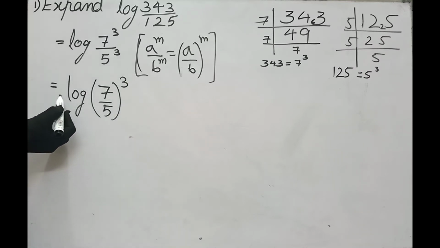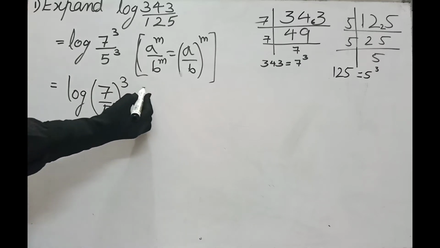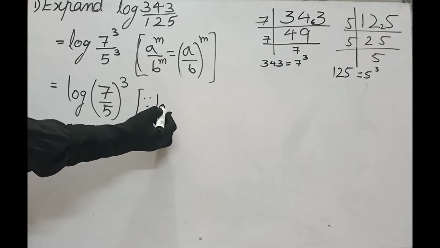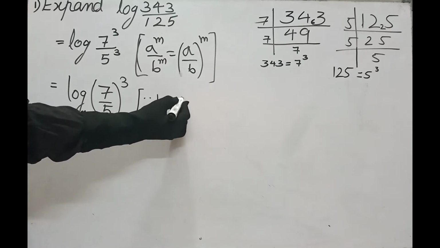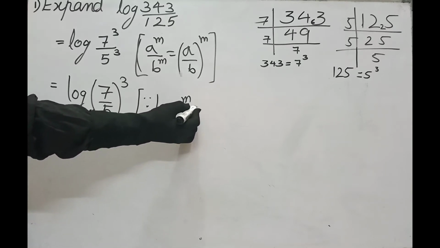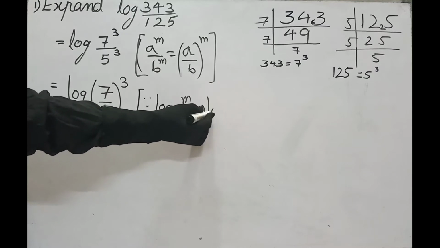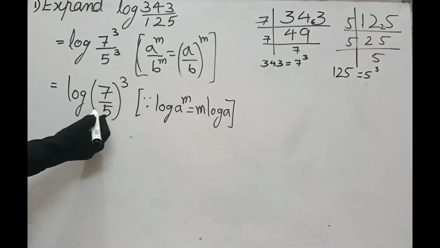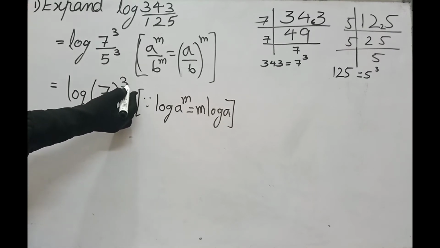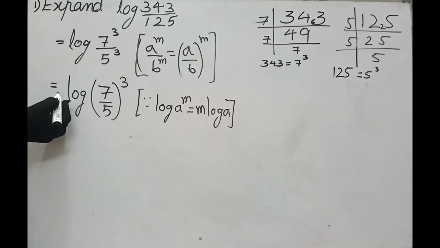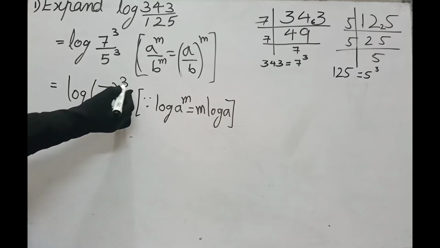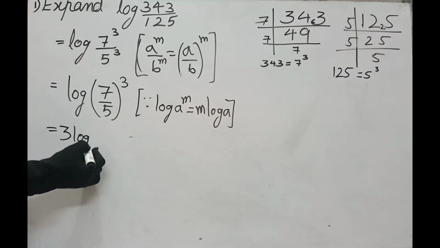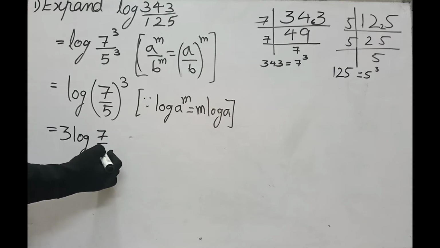Okay, now we can use the logarithmic formula of power. What is it? It is log a to the power of m is equal to m log a. So here in place of a we have 7 by 5 and in place of m we have 3. So this 3 will come beside log, as it is in the formula. So it becomes 3 log 7 by 5.